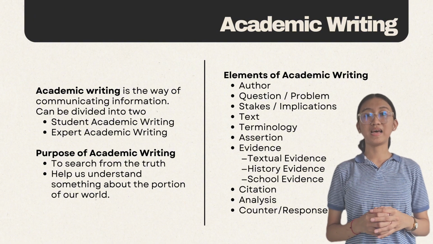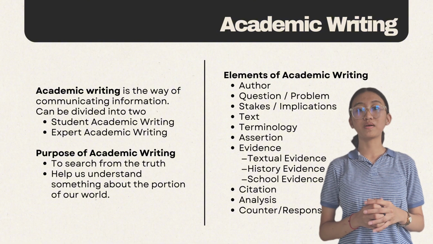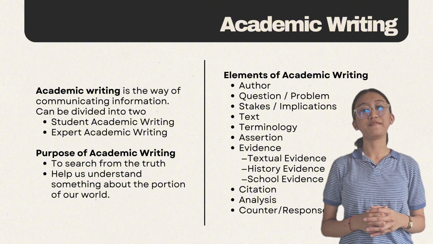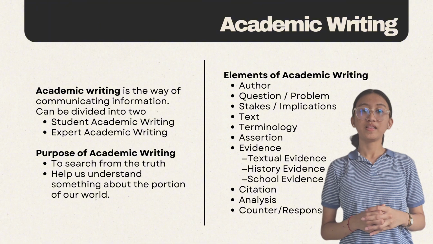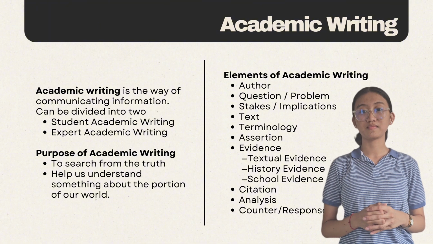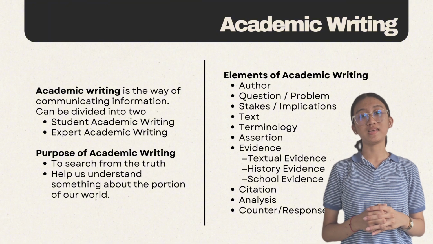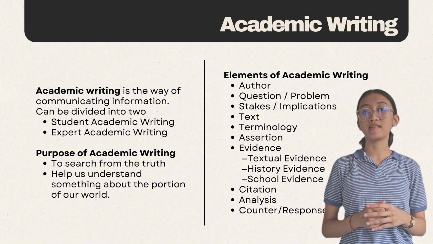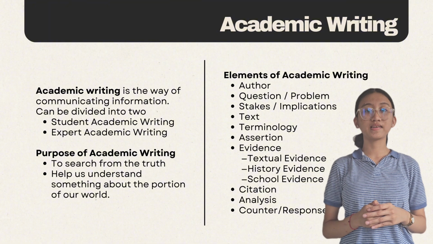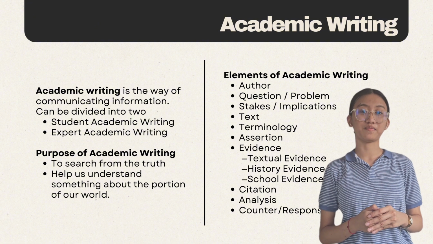Now let's talk about the elements of academic writing. These are the key parts that make academic writing clear, credible, and effective. First, we have the author, the person who interprets the text. Then, the question or problem, which guides what the writing is trying to answer. Thesis or argument, which presents the main idea. Stakes or implications, why the writing matters and how it connects to real life.